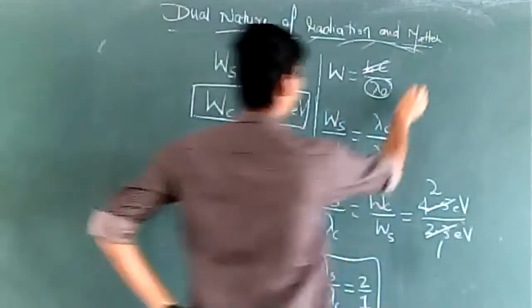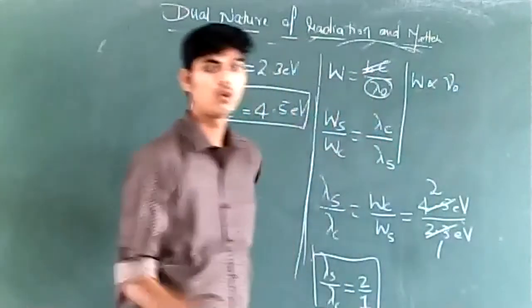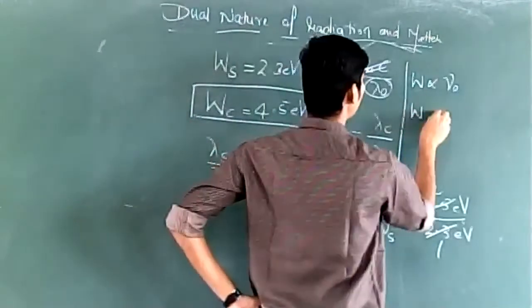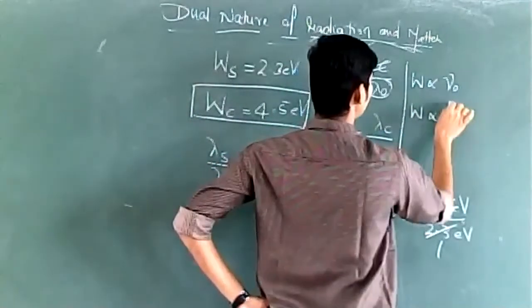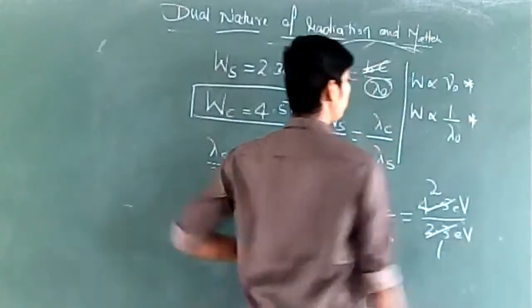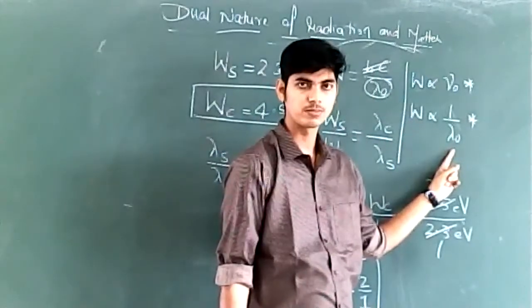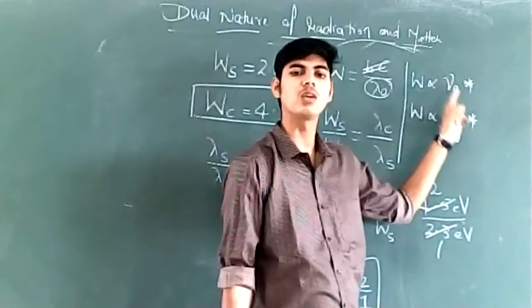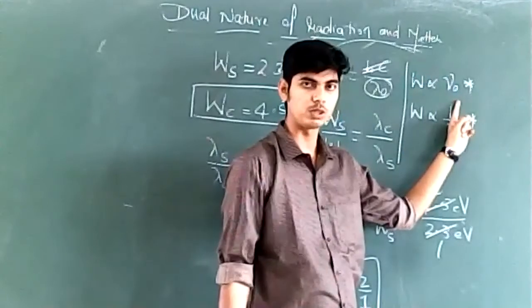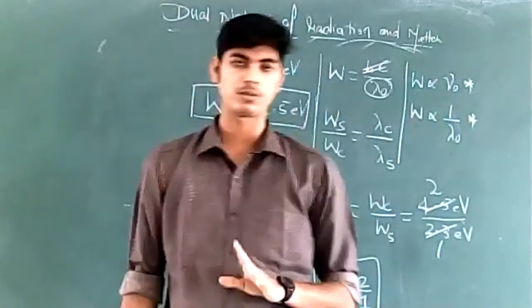Remember, work function is directly proportional to threshold frequency, and work function is inversely proportional to threshold wavelength. These two relationships are to be remembered. When work functions are given, you can calculate the ratio of threshold wavelengths, or the ratio of threshold frequencies.